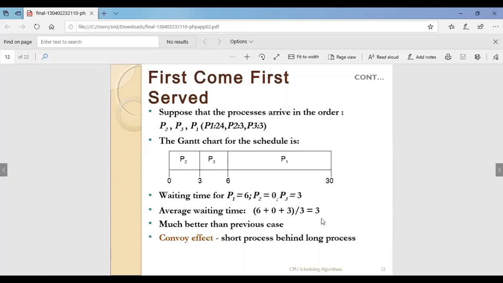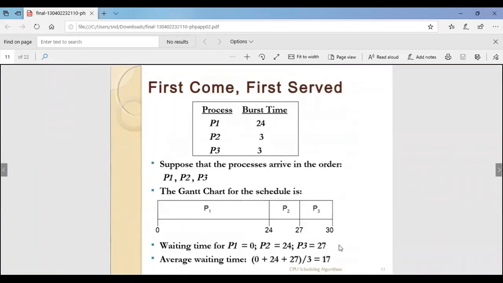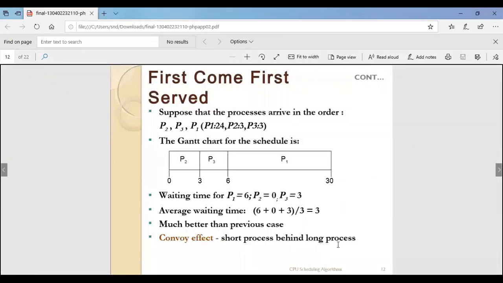So how much is it? 3 milliseconds. So much better than the previous case. Previous case it was what? 17. Okay, what happens here? Suppose a process requires more time and the second process requires a small time. So that small process will have to wait for more time. So the short process will require more waiting time when it is behind a long process.